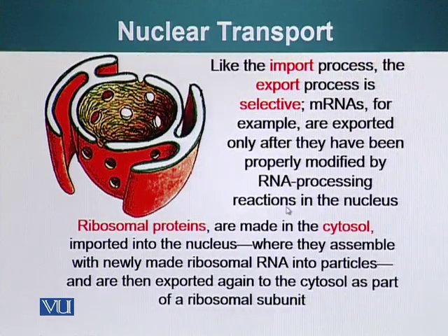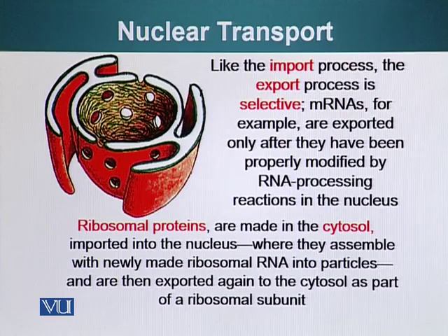Like the import process, the export process is selective. Messenger RNAs, for example, are exported only after they have been properly modified by RNA-processing reactions in the nucleus. We have talked about RNA splicing. First, an immature RNA is made, pre-messenger RNA, which goes through an editing process. The introns are removed, and only the mature RNA is allowed to leave the nucleus. Immature or pre-messenger RNA is never allowed to leave the nucleus.